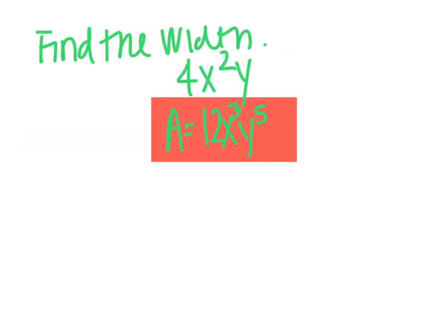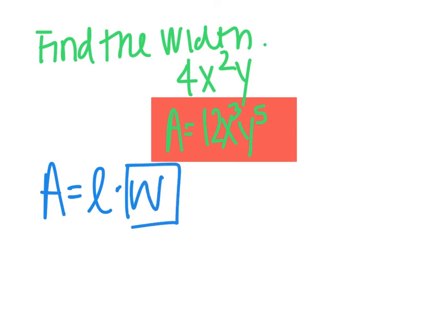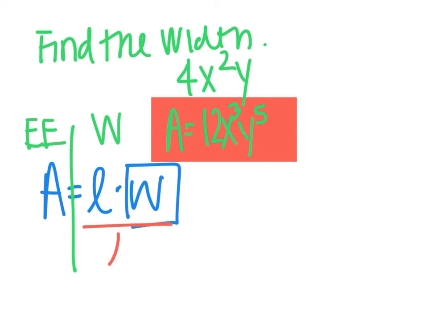So if you were given this problem where you have to find the width of a rectangle, given that it has an area of 12x to the 3rd y to the 5th and a length of 4x squared y. Well, remember the area of a rectangle is equal to the length times the width. So if I'm looking for the width, that means I need to solve my equation for w. To get rid of my L that's multiplied, I have to do the opposite of that, which is divide. So I'm going to divide both sides by L. So that tells me that my width is going to equal my area divided by my length.